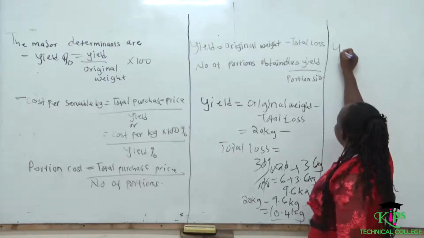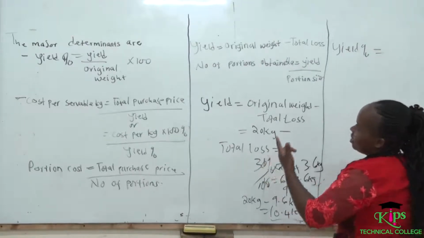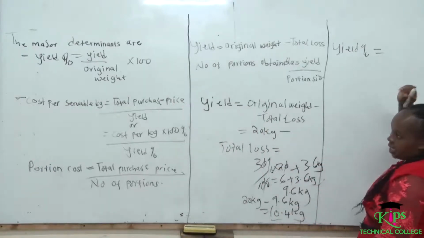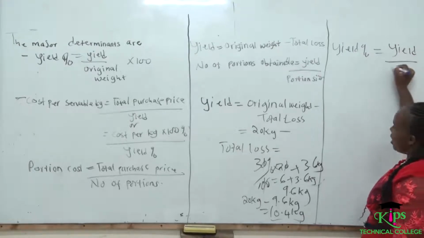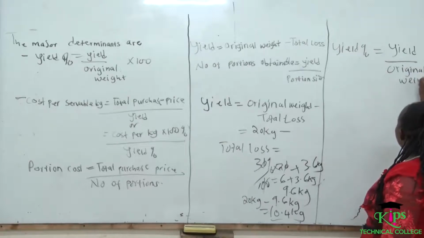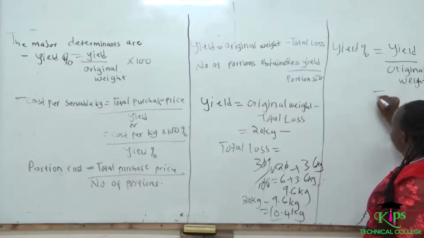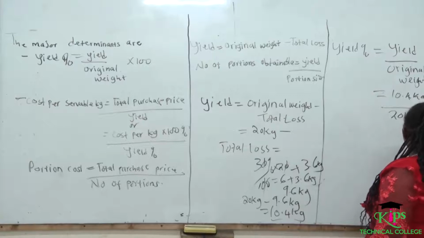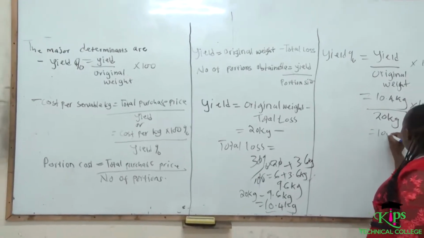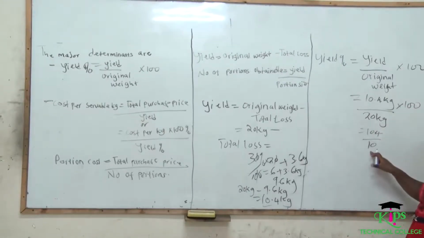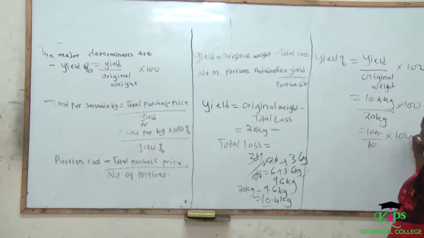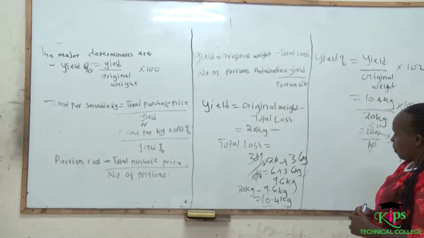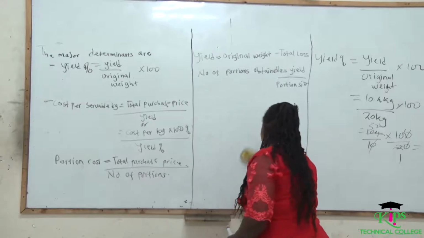Now we look at the yield percentage. According to the formula, it is the yield divided by original weight multiplied by 100. Remember always to write the formulas. Do we know the yield? Yes, the yield we have gotten is 10.4 kg, divided by the original weight of 20 kg, multiplied by 100. Because of the decimal we say 10 over 10, then multiplied by 100 divided by 20. The zeros go, and 2 by 1, 2 by 52, so it is 52%. That is the yield percentage.